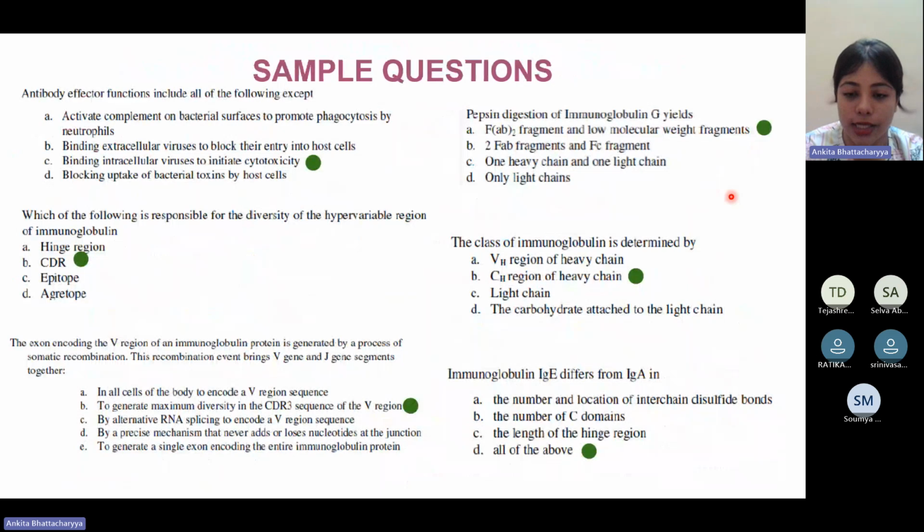So option D is actually correct. The number and location of interchain disulfide bonds is different. The number of constant regions is different. The length of the hinge region is different. So based on that, the fourth option, D, is correct, that IgE differs from IgA in all of these different aspects.